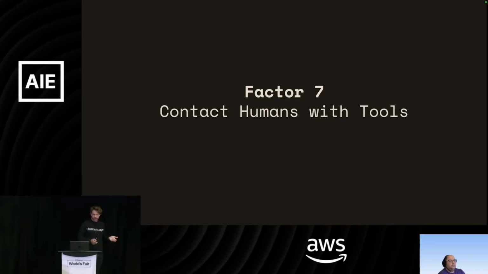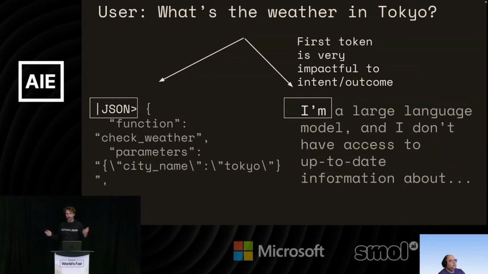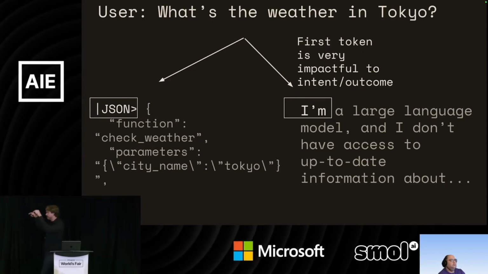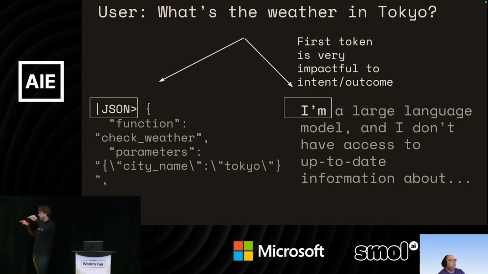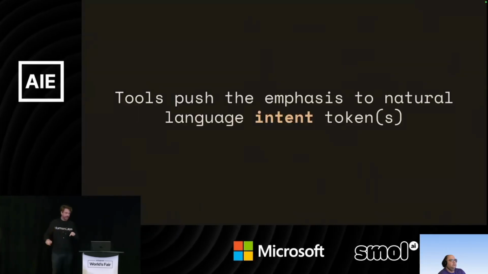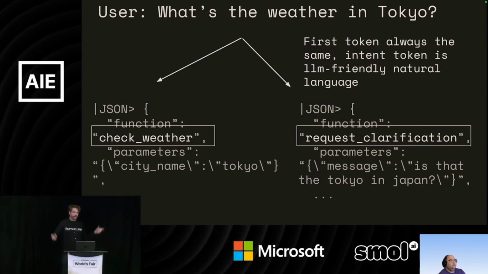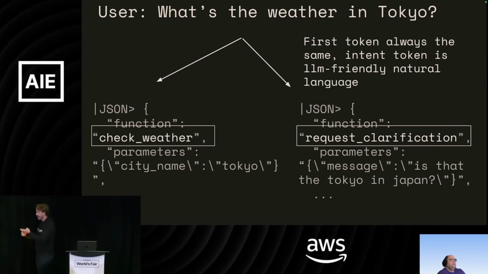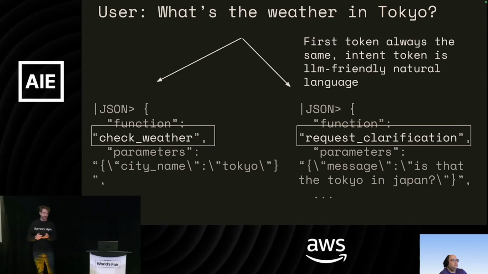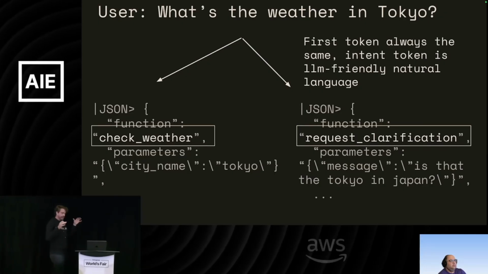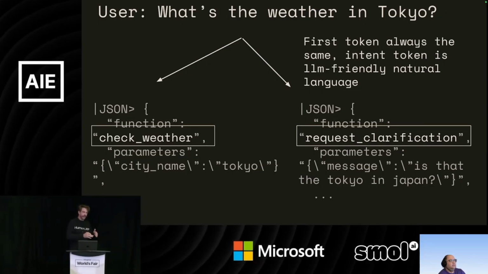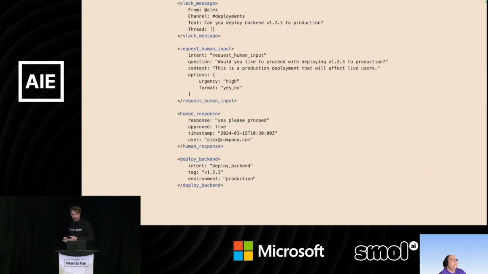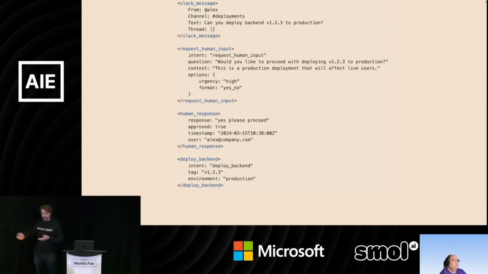Contacting humans with tools, this one's a little subtle, but this is what I've seen in the wild. Almost everybody is avoiding this very important choice at the very beginning of output, where you're deciding between tool call and message to the human. If you can push that emphasis to a natural language token, you can, one, give the model different ways to respond: I'm done, or I need clarification, or I need to talk to a manager, or whatever it is. And two, you push the intent on that first token generation and the sampling to something that is natural language that the model understands. So your traces might look like this if you're pulling in human input here.